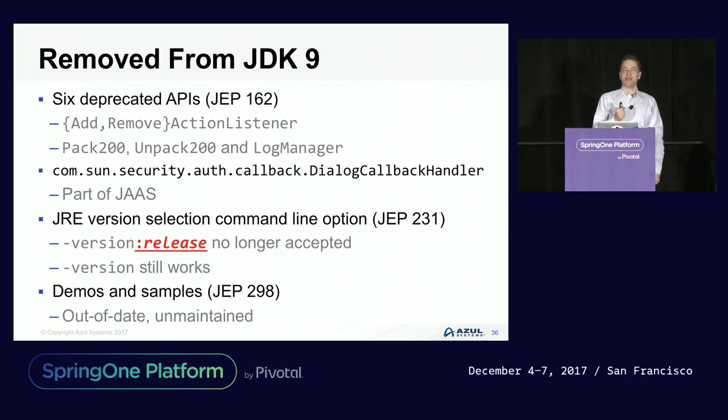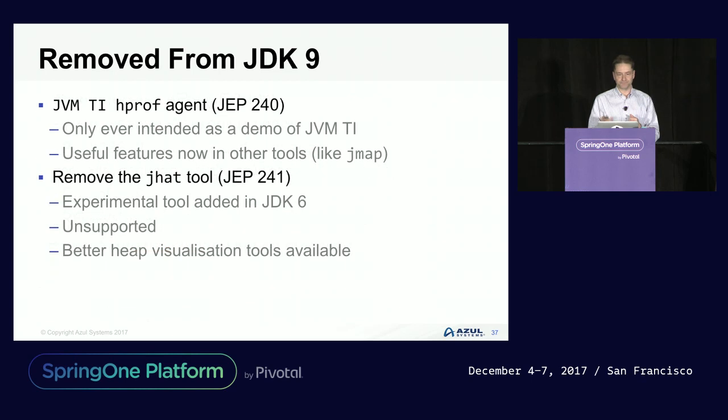You cannot select a runtime version based on -version:"release" anymore. So you can't run older versions of the JVM in effect through the JRE. -version does still work, so you can get the version number of whatever you're using. Demos and samples, they kind of got very dusty, very old. Nobody was updating them, so they have all been removed in JDK 9.